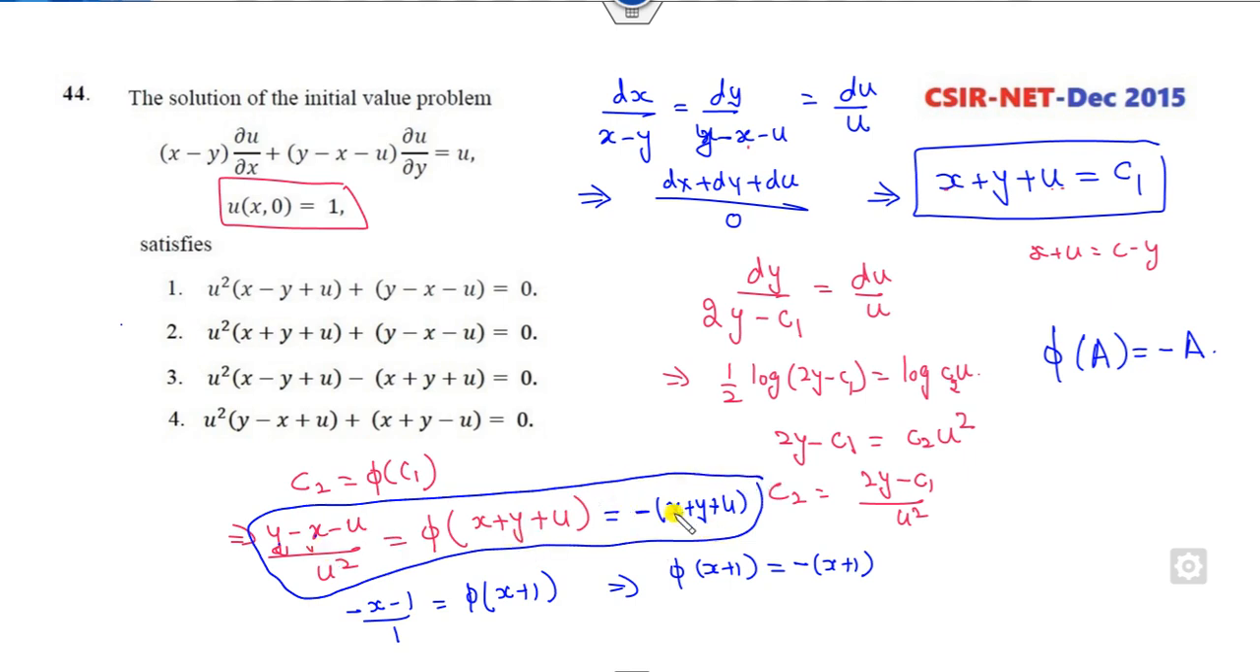Which one is there? So firstly, x plus y plus u, x plus y plus u into u square, x plus y plus u, u square minus, and this is y minus x. None of them is x plus y plus u multiplied by u square, but it is not possible. u square is not possible. Right answer is only b.